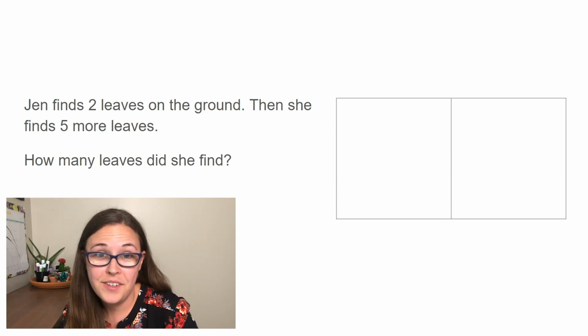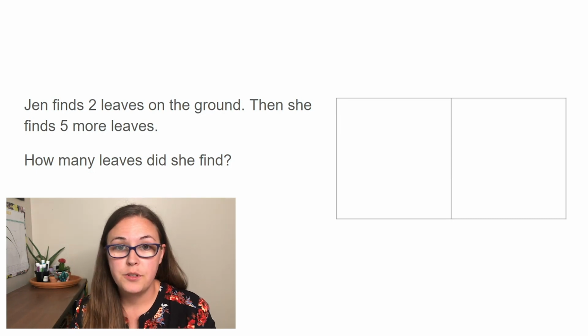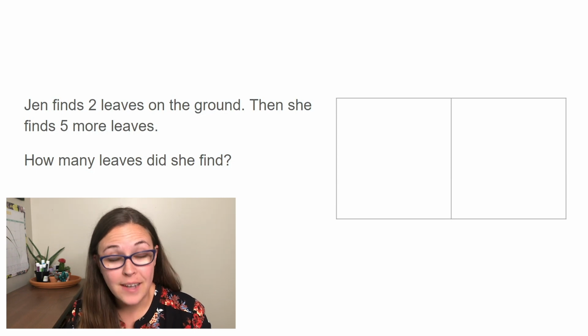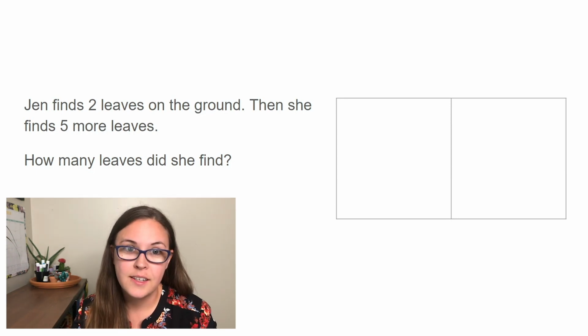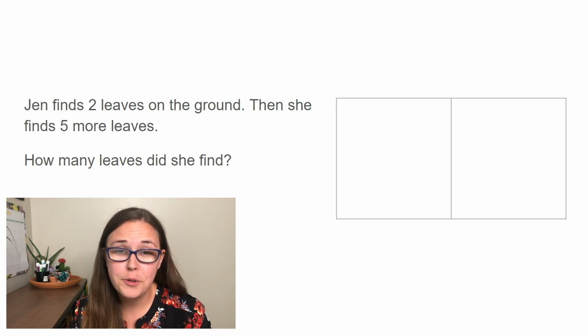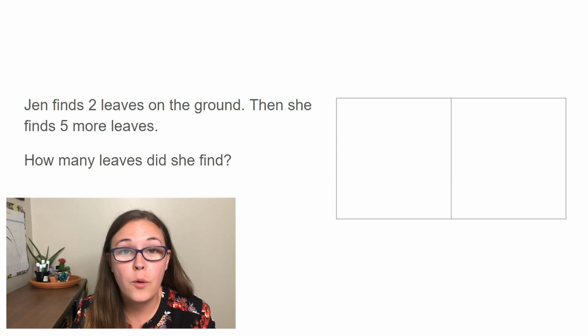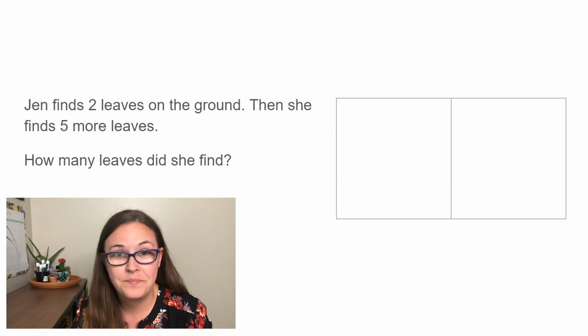Are you ready to review? So Jen first found 2 leaves, and then she found 5 more leaves. If you said she found 7 leaves altogether, you're correct. Great job. If you didn't get the answer correct, that's okay. Just make sure you go through the problem and check your math. It's really important to go back and figure out where we made mistakes so that we can get better next time.